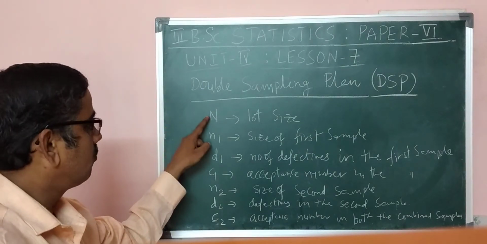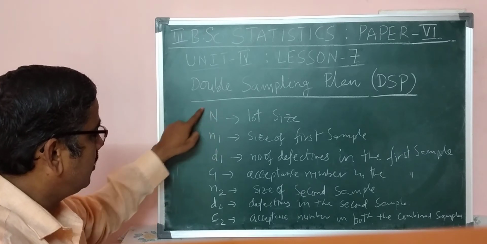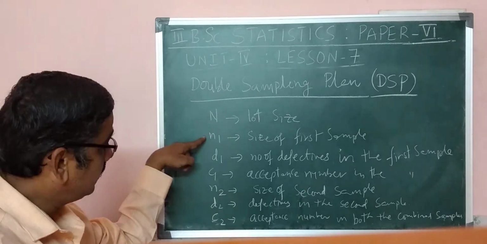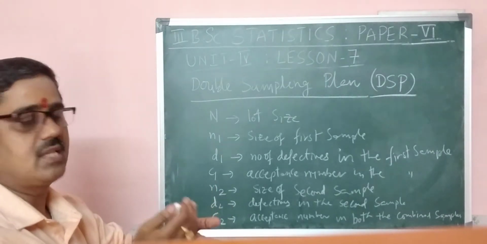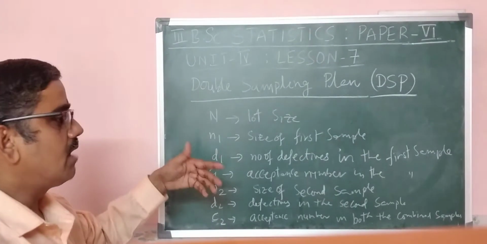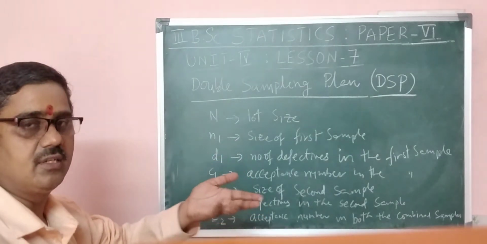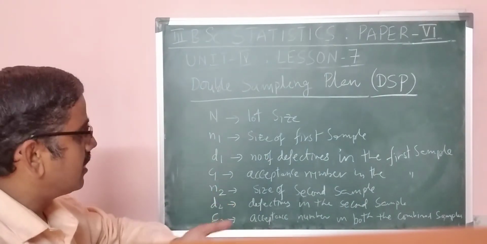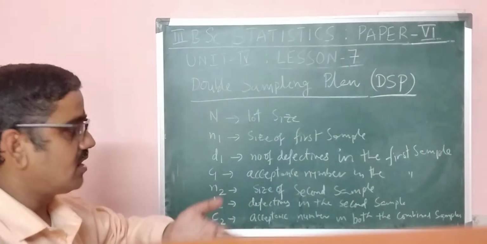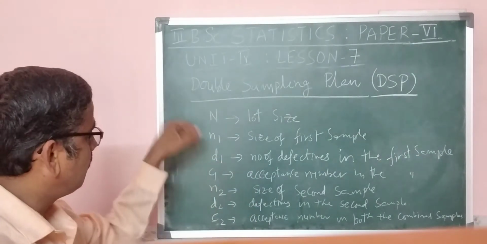N1: out of capital N units in the lot, you have to select one particular sample. The size is N1. The number of units in the first sample is N1, the size of the first sample. This terminology is used for the size of the first sample.